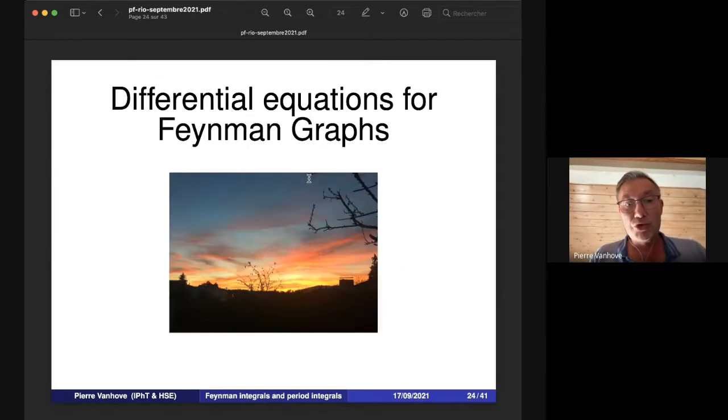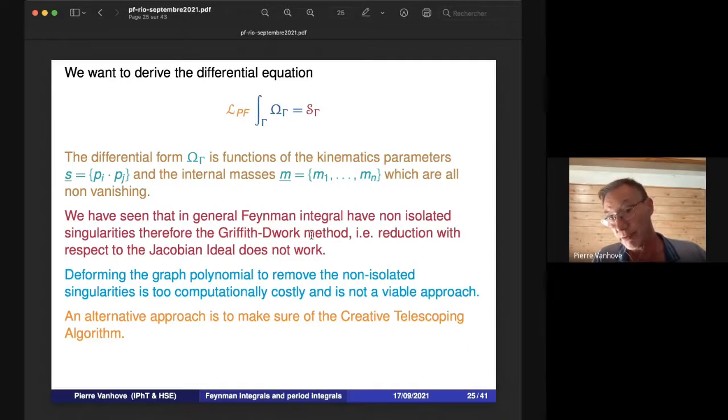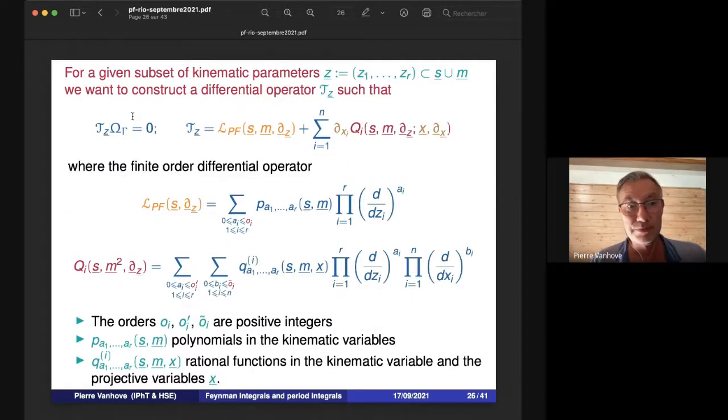Okay, so one way to get around that problem of non-isolated singularities, since Griffiths-Dwork doesn't work as is, for me, one trick is to use the creative telescoping algorithm. So creative telescoping is a way to construct an object. So you have here your form. You take a set of parameters. For example, you can take all the parameters of your integral, and you want to build a D-module of differential operators that kill your integral in this way.